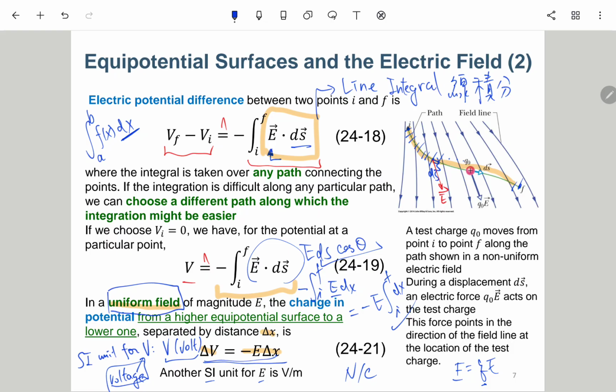Here, according to this one is V. Okay, this one is meter. So the SI unit for E can also be volt per meter. Okay, so both are correct. Both are correct. Volt per meter and N over C, both are correct for the SI unit of E field.